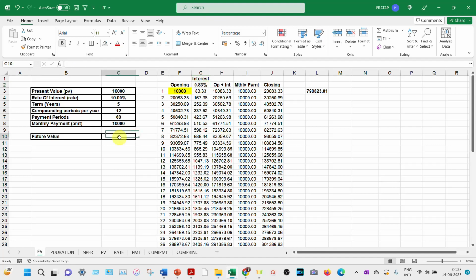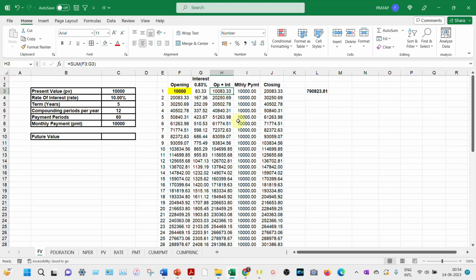Now before calculating the future value using the FV function, please have a look at this chart where I have already calculated the future value using basic spreadsheet calculations. Here we have an opening value of 10,000 as already explained, with an interest rate of 0.3% per month. So at the end of the month we get an interest of 83 rupees in the first month. So the closing amount turns out to be 10,083, which is 10,000 plus 83, which is the interest.